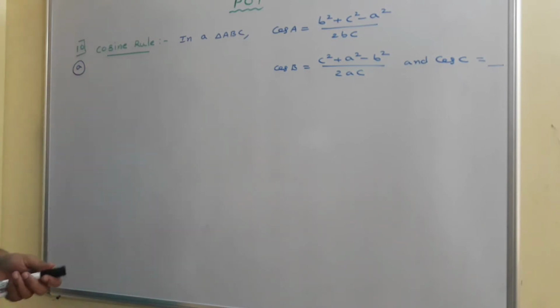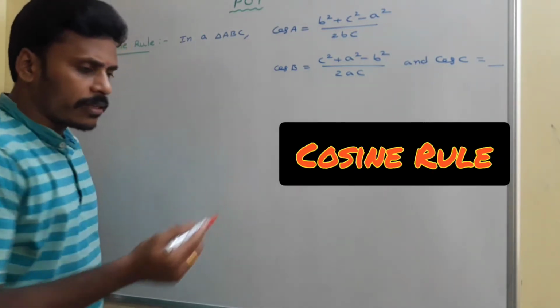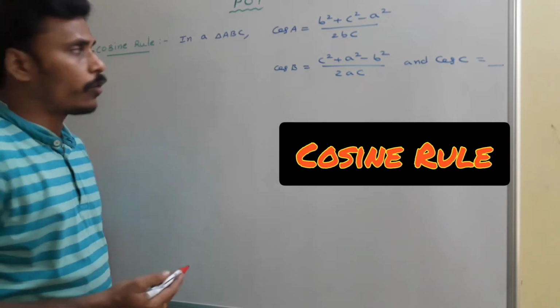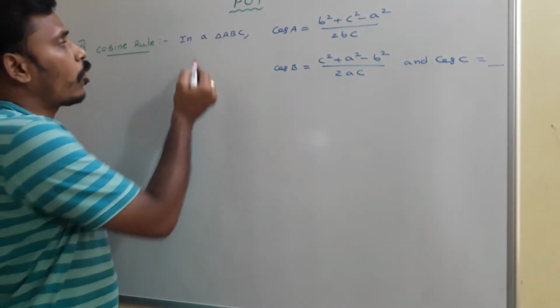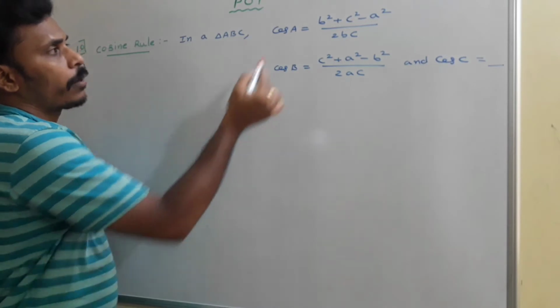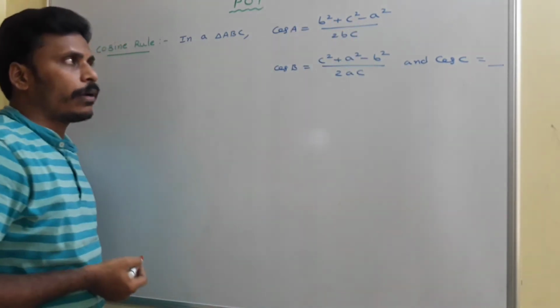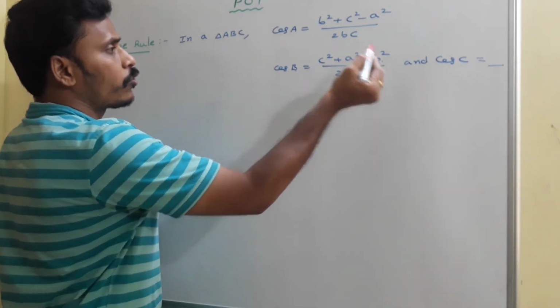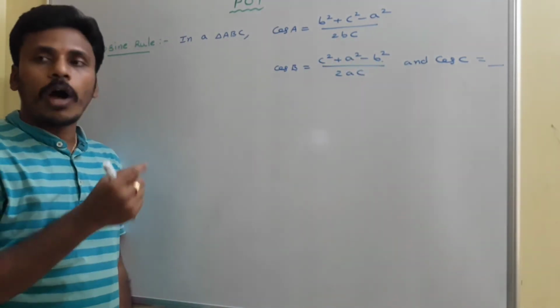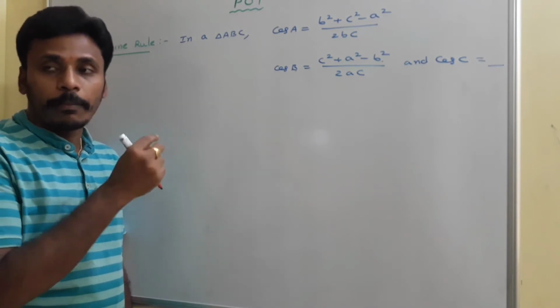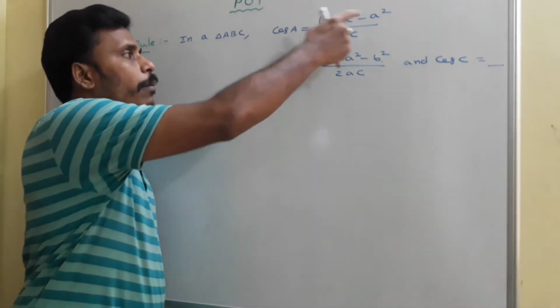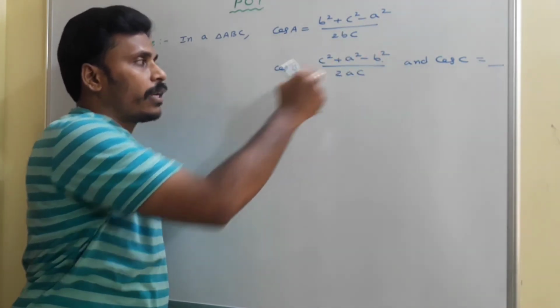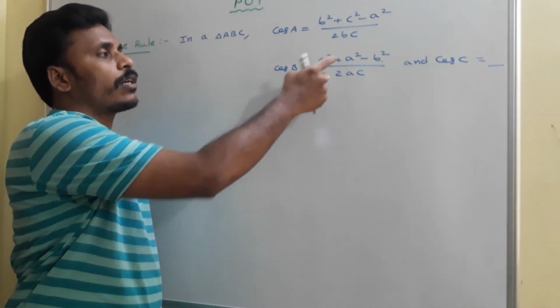Cosine rule. See what its statement is? The statement means it's just a formula related to cos, just like sine rule and tangent rule, and now it is cosine rule. In a triangle ABC, cos A is (b square plus c square minus a square) by 2bc. Cos B is (c square plus a square minus b square) by 2ac. You need to observe the symmetry, the pattern of how it goes. For A, minus a square; for B, minus b square; and the remaining terms are in the denominator.